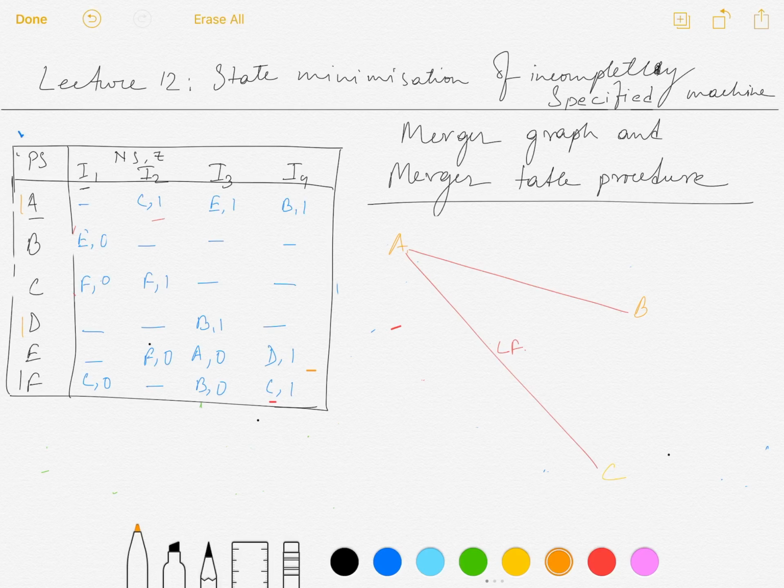Now, let us check the compatibility for EB. For E and B, for I1 the output is the same, for I2 the output is the same, for I3 the output is the same, and for I4 the output is the same. So, we can say that AD is compatible, and its implied pair BE is also compatible.